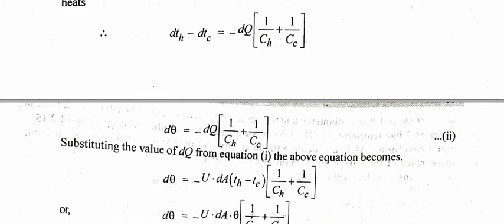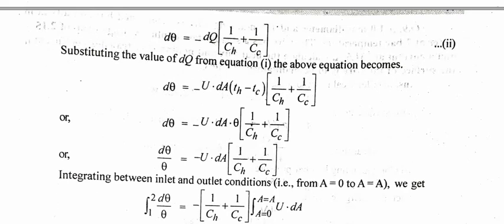Here the dTh minus dTc will be replaced with d theta, and d theta is equal to minus dQ into 1 by Ch plus 1 by Cc. Substituting the value of dQ as U dA delta T, the equation becomes d theta is equal to minus U dA, Th minus Tc, into 1 by Ch plus 1 by Cc. Here the temperature difference Th minus Tc is replaced with theta, and it will move to the left hand side. Then d theta by theta is equal to minus U dA into 1 by Ch plus 1 by Cc.